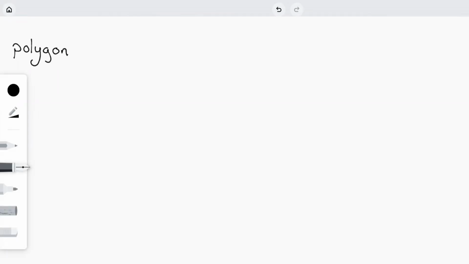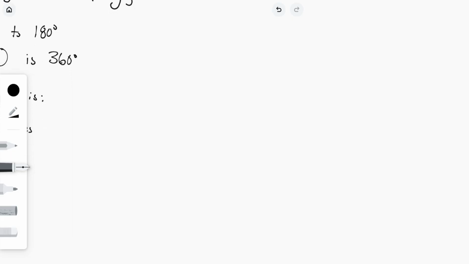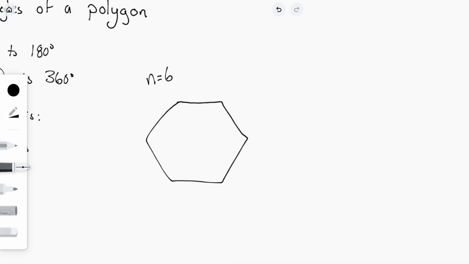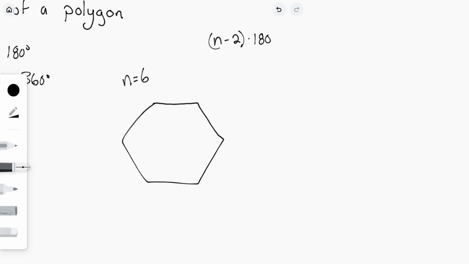Okay, where does that come from? To start off, we need a polygon. Doesn't matter how many sides you have. For the purposes of this video, I'm going to draw a hexagon. Okay, here's my hexagon. A hexagon has 6 sides, n equals 6. What we're trying to get to eventually is the following: (n minus 2) multiplied by 180. Okay, how do we do this?